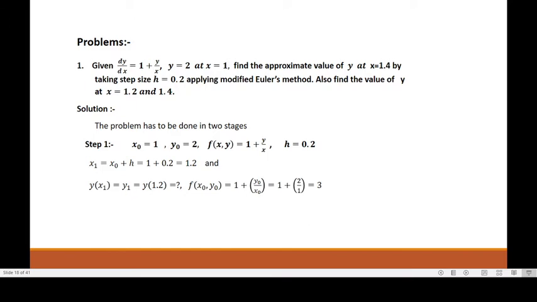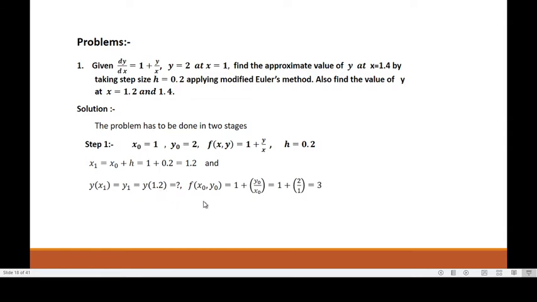See the solution. In step 1, we consider x0 as 1 and y0 as 2. The initial value problem in general we denote as dy by dx is equal to f of x comma y. Here f of x comma y is 1 plus y by x and the step size h is equal to 0.2. We have to calculate y at x1. To calculate x1 the formula is x0 plus h. x0 is 1 and h is 0.2, that is 1.2. So we have to calculate y at x is equal to 1.2.